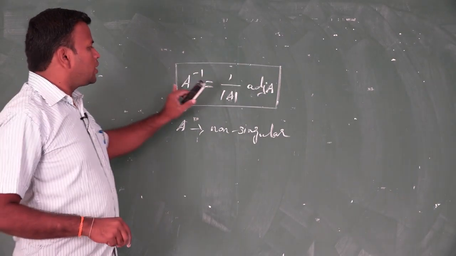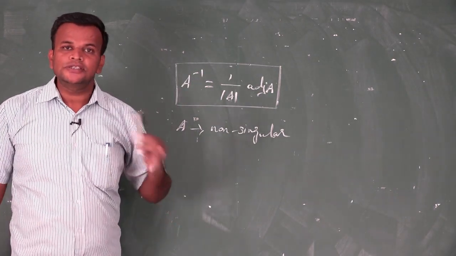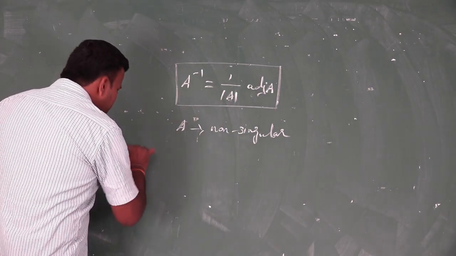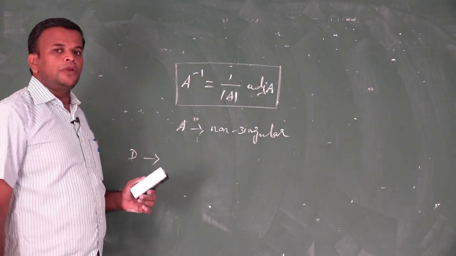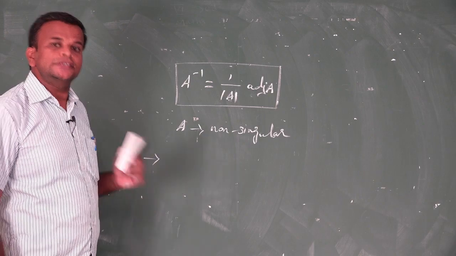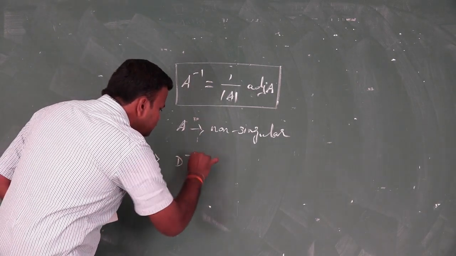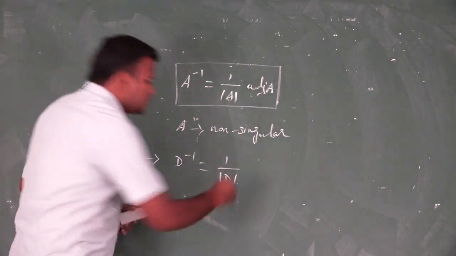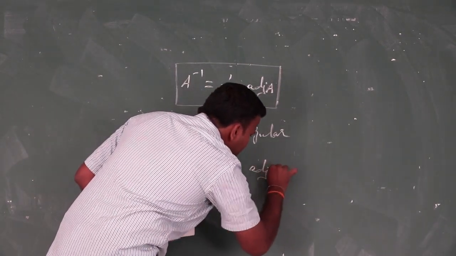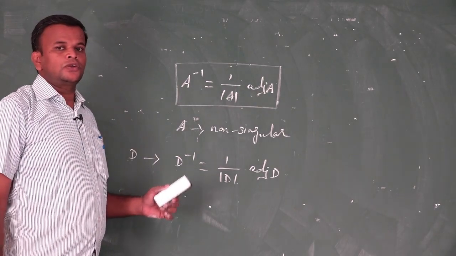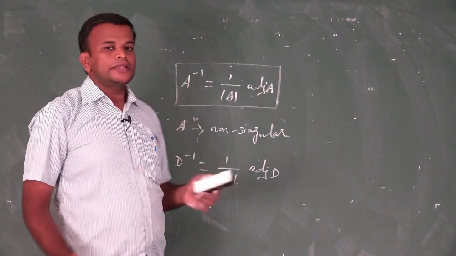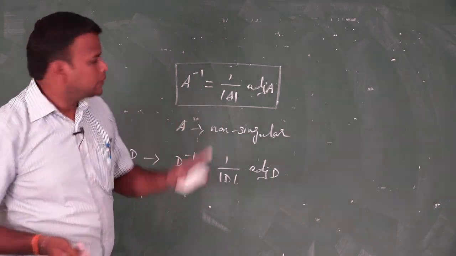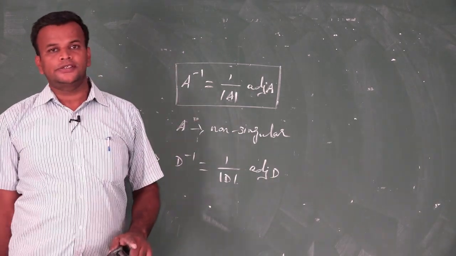So it is the formula of inverse. The given matrix is A, whose inverse is A inverse. Suppose the given matrix is D. So what is the formula to calculate D inverse? In the same manner, the formula of D inverse is 1 by determinant D into adjoint D. So now we see how to find the adjoint of a 2 by 2 matrix and how to find the inverse of a 2 by 2 matrix.